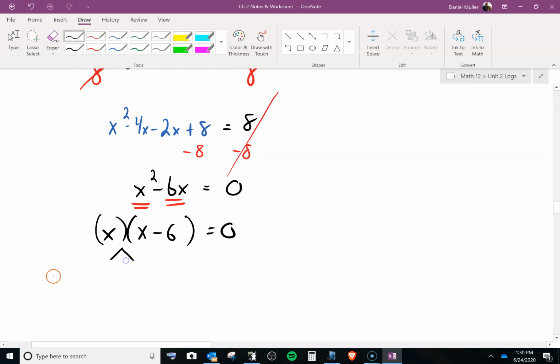So I've got 2 answers. I've got an x equals 0 and an x minus 6 equals 0. So I've factored it really easily by taking out just an x. This one is done, and this one you have to add the 6 over to the other side.